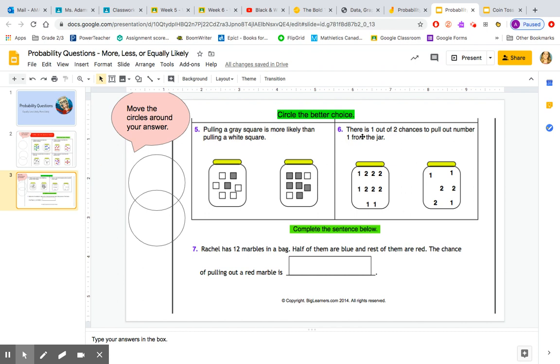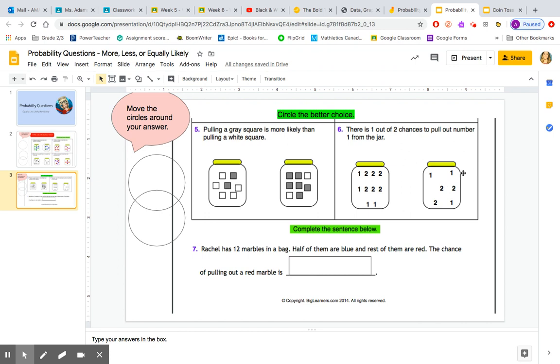We'll try number 6. There is 1 out of 2 chances to pull out number 1 from the jar. This is kind of tricky. There is 1 out of 2 chances to pull out number 1 from the jar. That means that there is half the chance. It is equally likely that I will pick a 1 as it is equally likely that I'll pick a 2. So looking here, there isn't a 50-50 chance because there are more 2s. So they both aren't equally likely to get chosen. They don't have the same amount of chances to be picked.